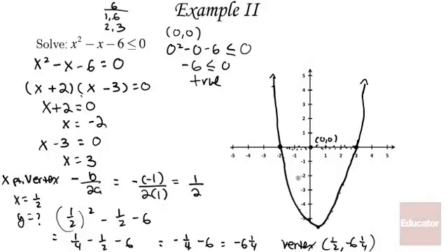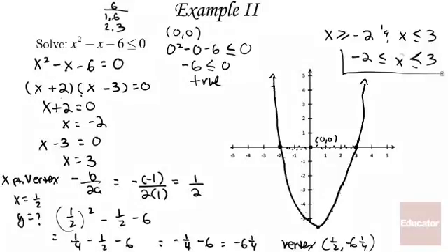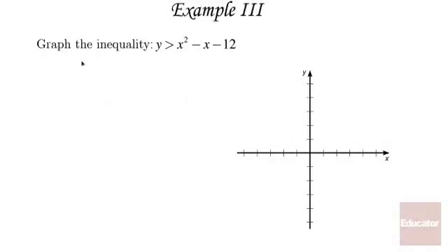And the solution set is comprised of x is greater than or equal to negative 2 and x is less than or equal to 3. So that's going to give me x is greater than or equal to negative 2 and less than or equal to 3. So that's my solution for this quadratic inequality.